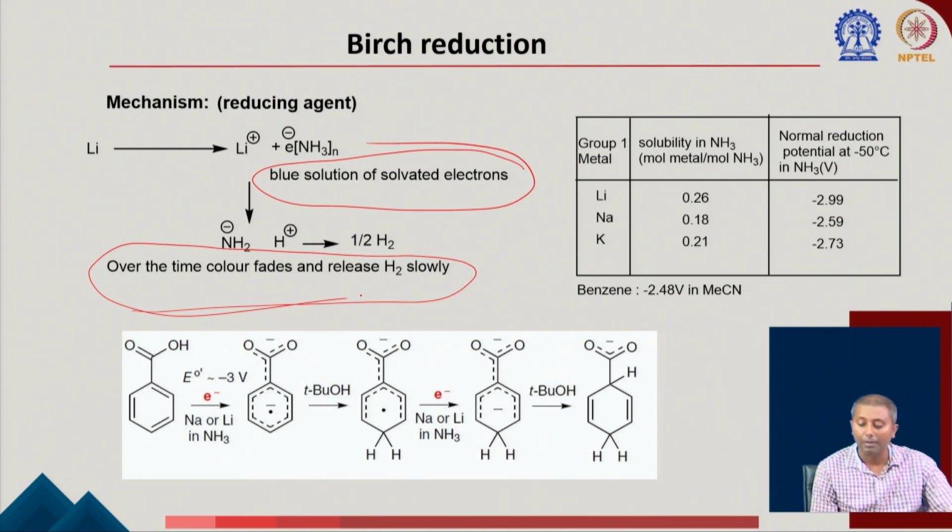Okay. Again, I think another important thing is the reduction potential. Okay. So this is very important, because the reduction of benzene requires 2.48 volts. Correct. So you can see that if you have lithium with the ammonia, then it has an electron volt of 2.99. So it can comfortably reduce the benzene ring, or the sodium.